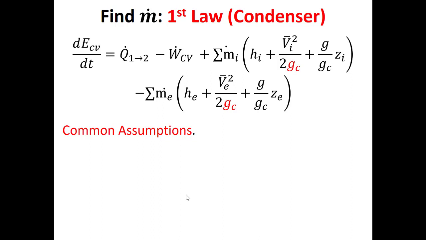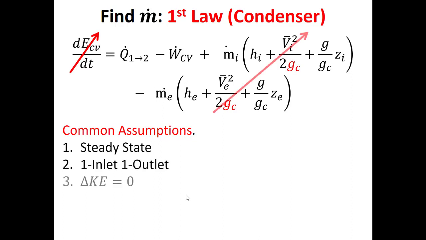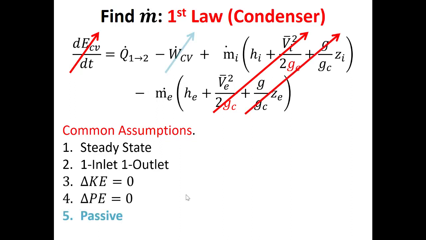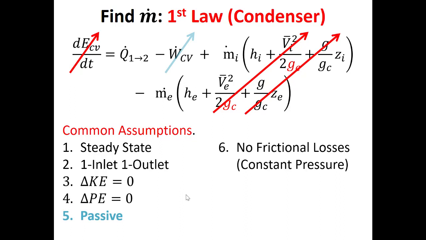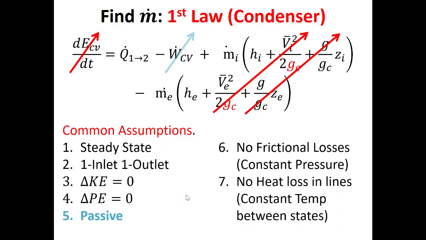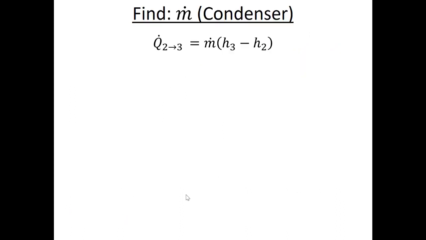We'll start with the condenser. We know the condenser is at steady state. We assume that it's one inlet and one outlet, that we can neglect changes in kinetic and potential energy, that it's passive, there's no fan blades on the inside, and that there's no friction losses or heat losses as we move through our condenser. When we do that, we get that the heat transfer rate from 2 to 3, which is the heat transfer rate that's our energy benefit in this case, is equal to the mass flow rate through the system multiplied by h out minus h in, or h3 minus h2 in this case.